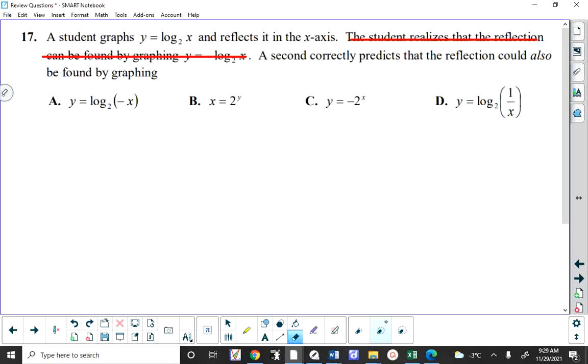Anyway, JV, does that make sense? Okay. Other questions? Go ahead. Of course. 18.